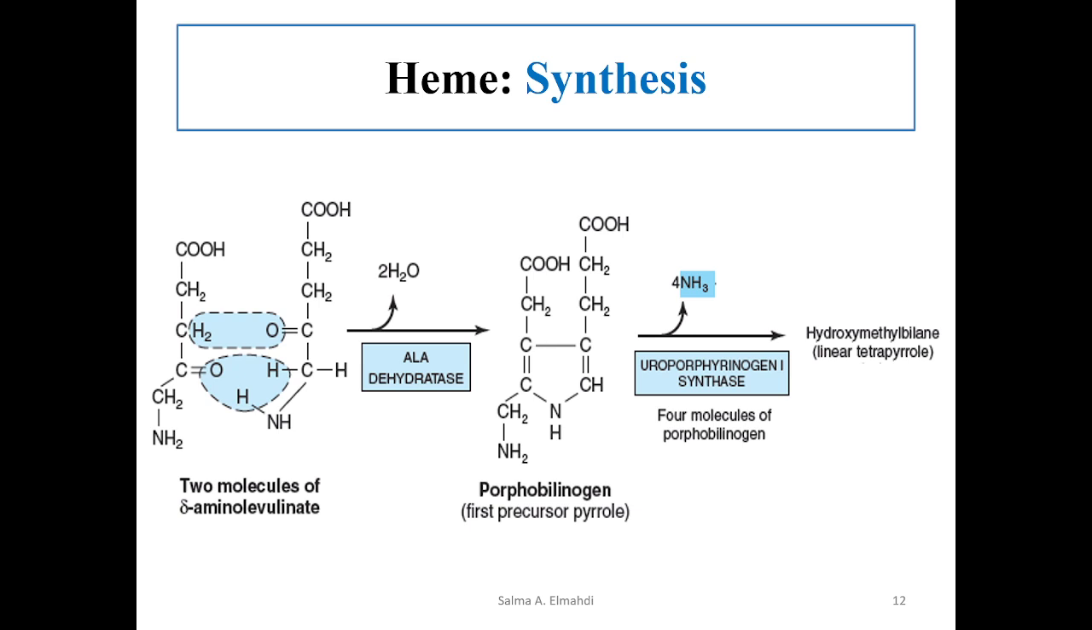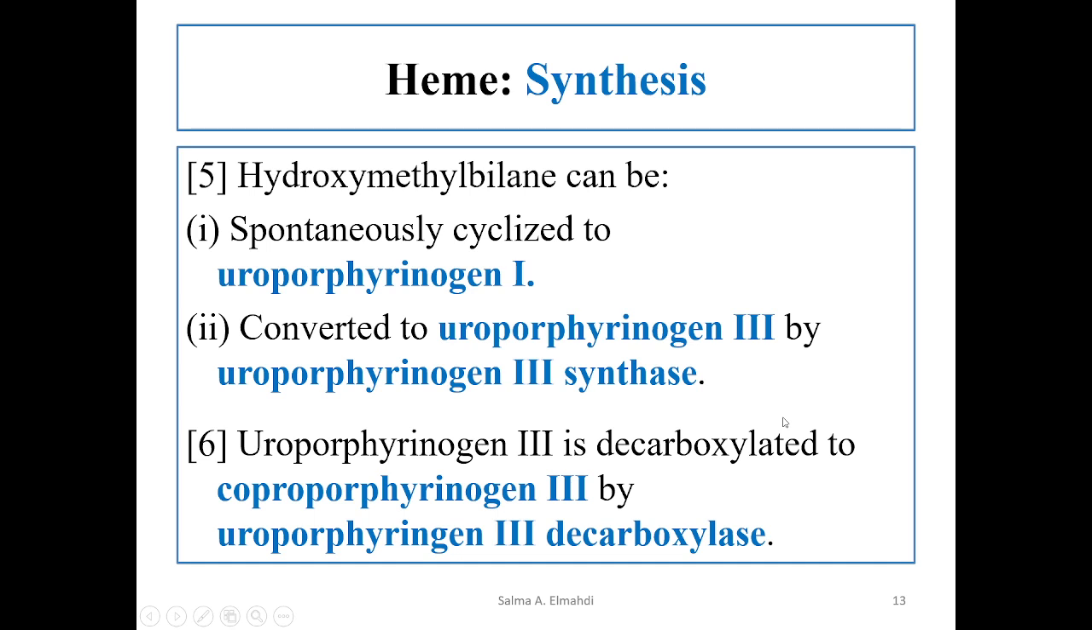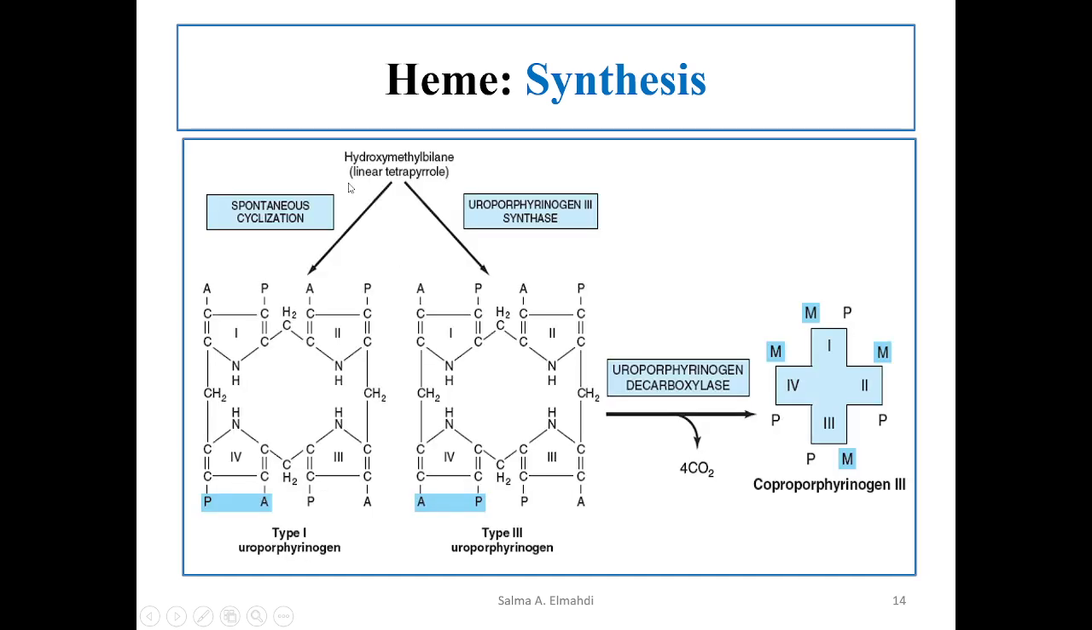The next reaction is a deamination reaction by a deaminase, also known as uroporphyrinogen 1 synthase, where four molecules of porphobilinogen lead to the formation of hydroxymethylbilane, which is a linear tetrapyrrole. And then this linear tetrapyrrole is either spontaneously cyclized to form type 1 uroporphyrinogen, or under the influence of uroporphyrinogen 3 synthase will lead to formation of type 3 uroporphyrinogen. Under the influence of decarboxylase this will lead to formation of coproporphyrinogen 3.